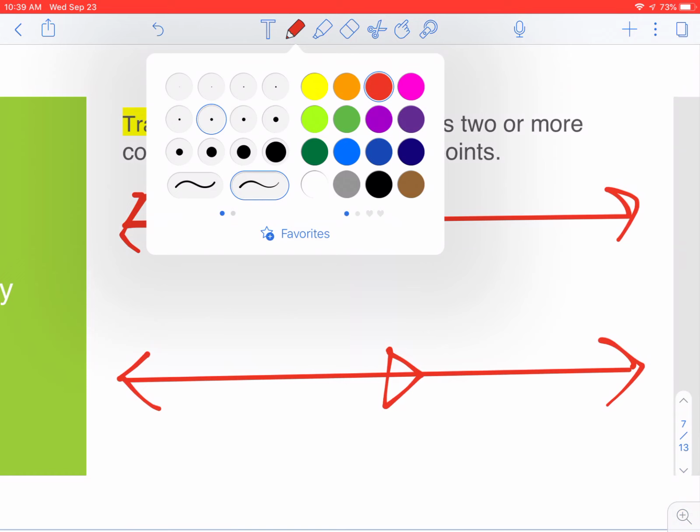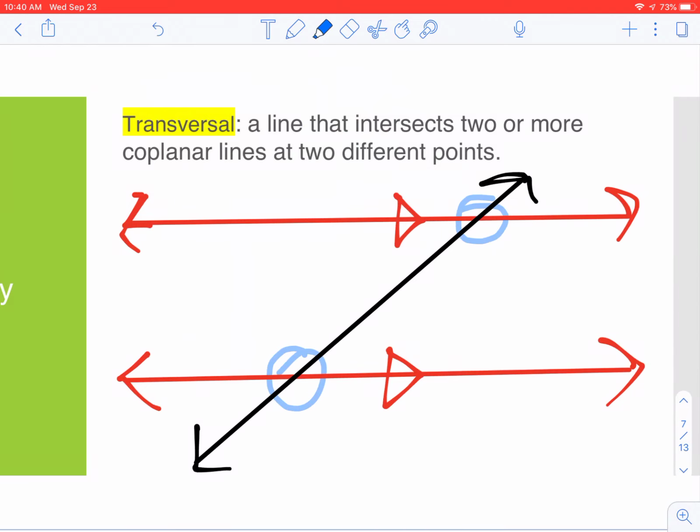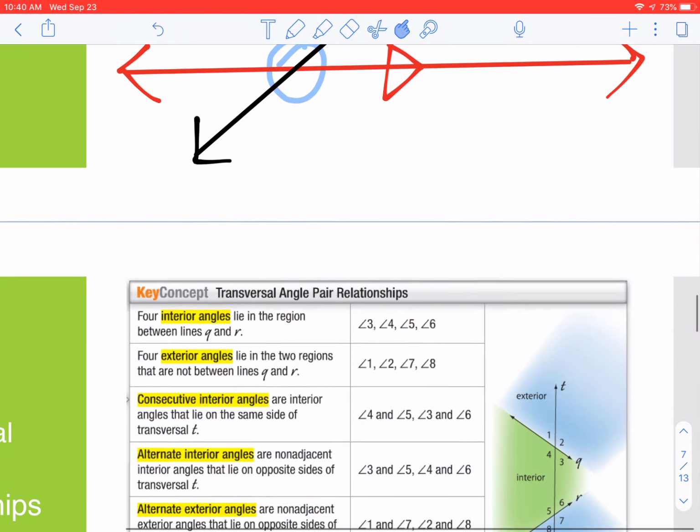The transversal here, I'm going to draw in black. That black line is my transversal. It is a line that intersects two or more coplanar lines at two different points. Okay, so it's intersecting here and it's intersecting here. So we call that the transversal. All right, so that's a key word to know what that line is.